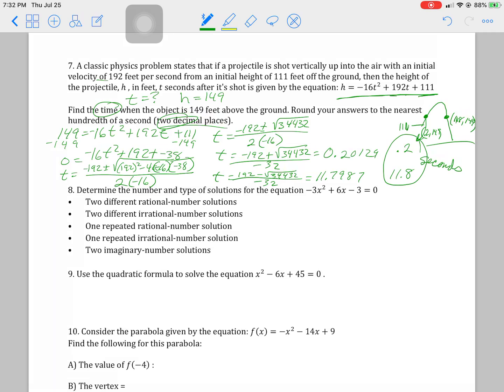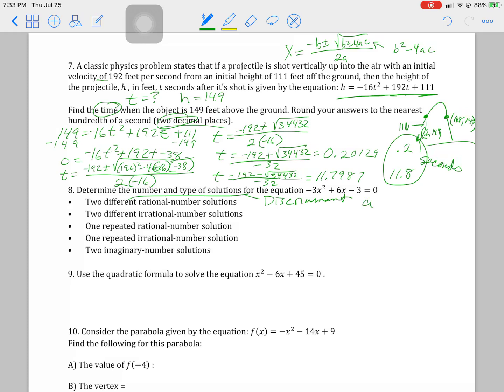Number 8, determine the number and type of solutions for the following quadratic. Number and type of solutions is code for tell me the discriminant. All right, discriminant is the, here, let's write the quadratic formula up at the top here. Keep writing it down on the top of your paper until you remember it. The discriminant is just the radicand of that, so b squared minus 4ac. That determines the number and types of solutions of your quadratic equation.